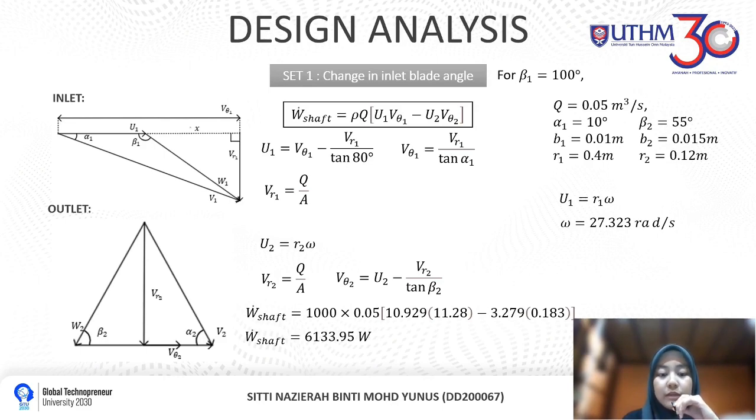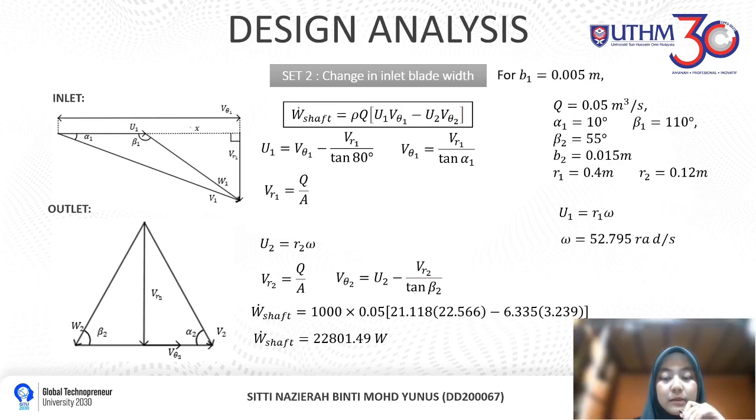To calculate U2, we need omega. From U1, we can get omega, which for this set is 27.323 radian per second, and then we can get U2. So we can get VR2 and V theta 2, which is U2 minus VR2 divided by tangent beta 2. And then we can get W dot shaft, which is equal to 6133.95 watt.